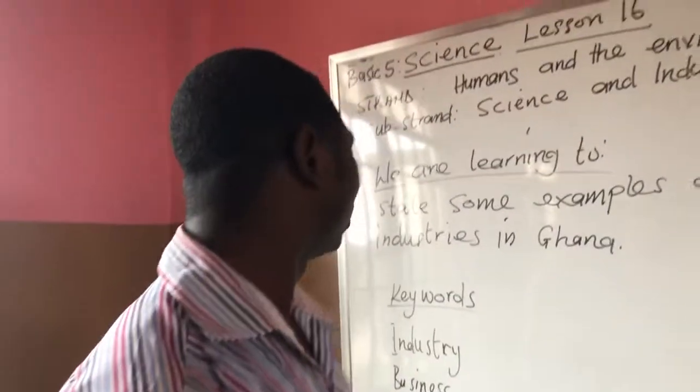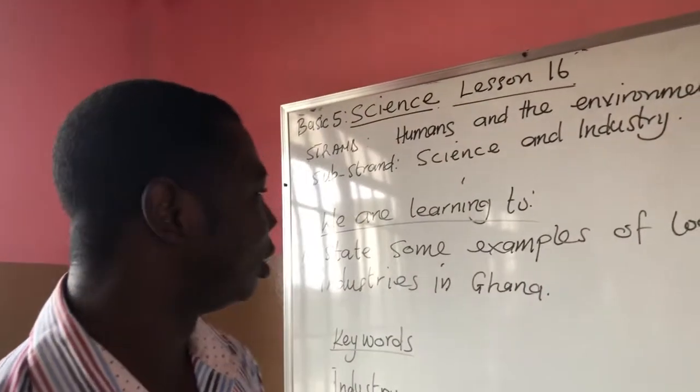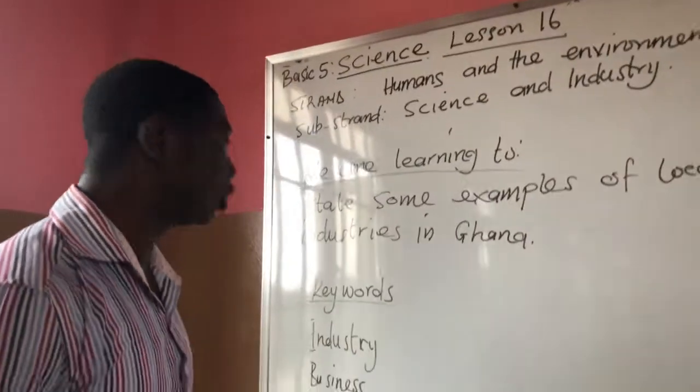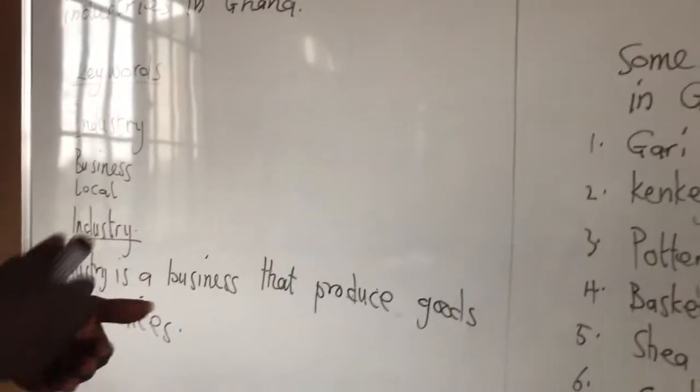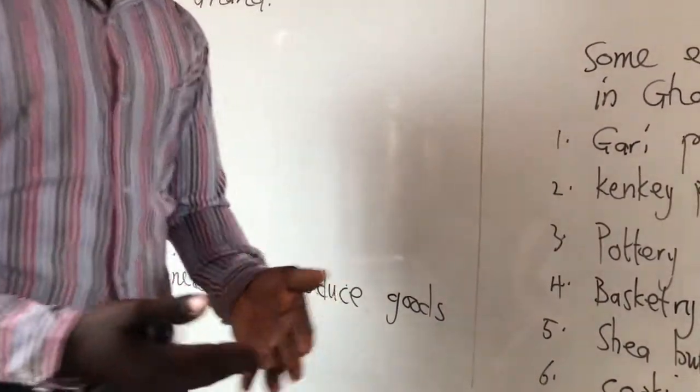To bring our lesson to an end, we have talked about the meaning of industry and the meaning of local industry. We talked about some of the examples of local industries in Ghana. We have mentioned a lot of them.